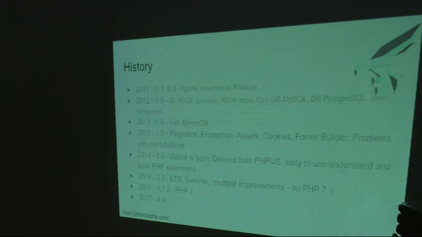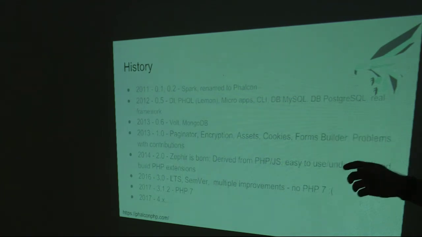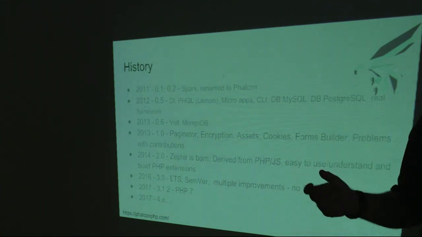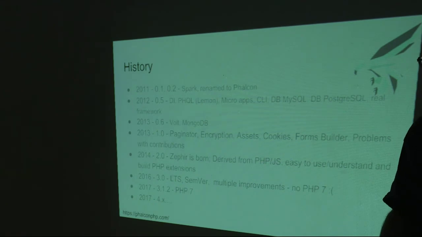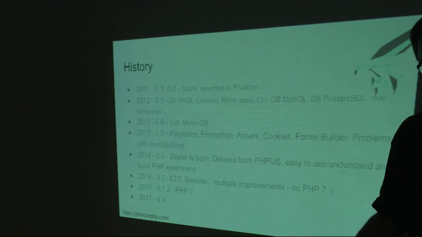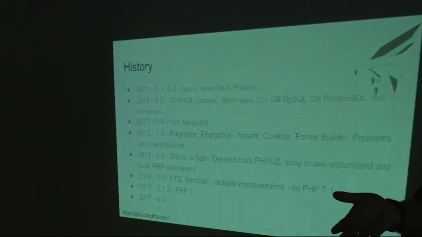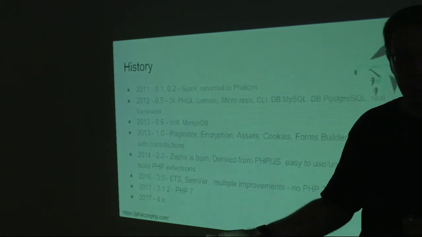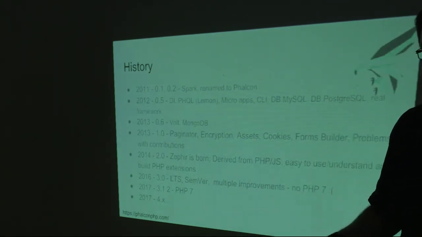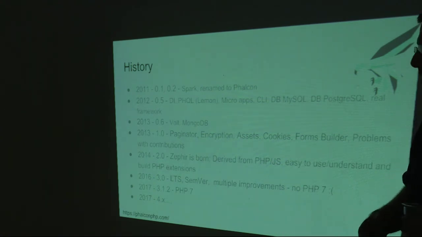We put in a paginator, encryption, asset management, cookies, forms builder, but we had a serious problem with contributions because back then the only thing that we had is C, right? And how many know C? Not me. Don't look at me. I mean, even if I buy the book, the C primer, by the time I read it, I'm going to be, okay, well, I'm lost.